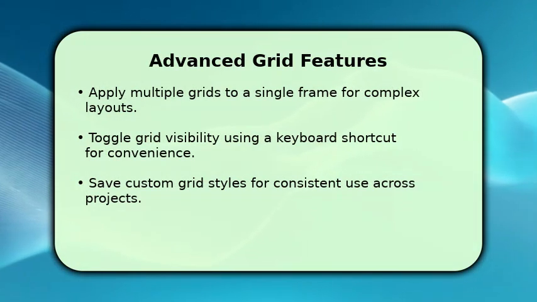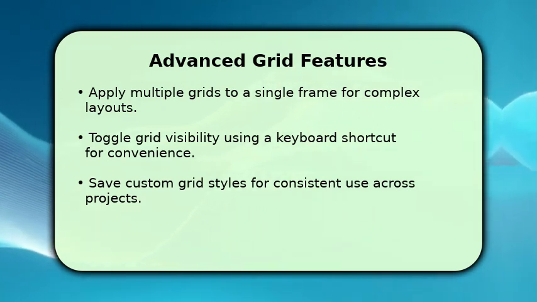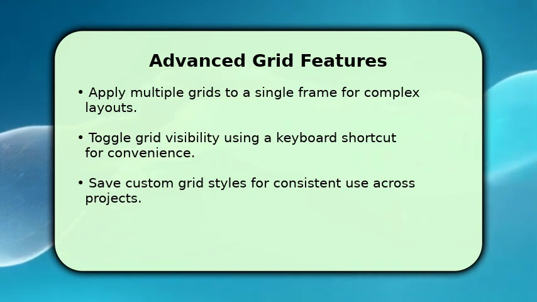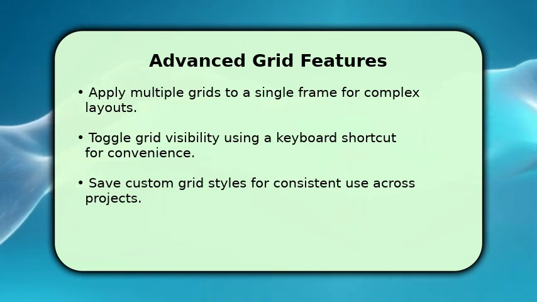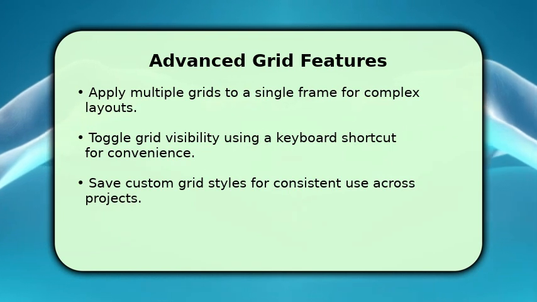Figma allows for advanced grid usage. You can add multiple grids to a single frame, combining columns and rows for intricate designs. Simply click the plus icon again to add another grid layer. To quickly toggle grid visibility, use the shortcut Shift plus G. This helps you see your design with and without the grid lines. You can also save your custom grid styles for future use.